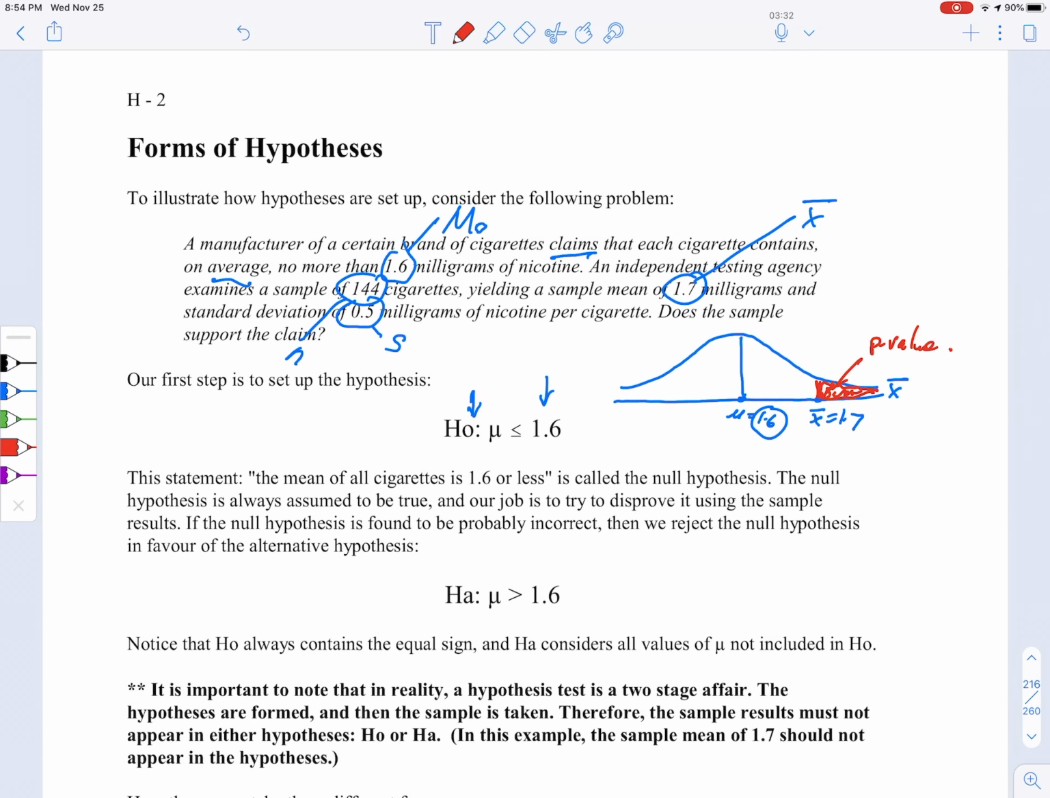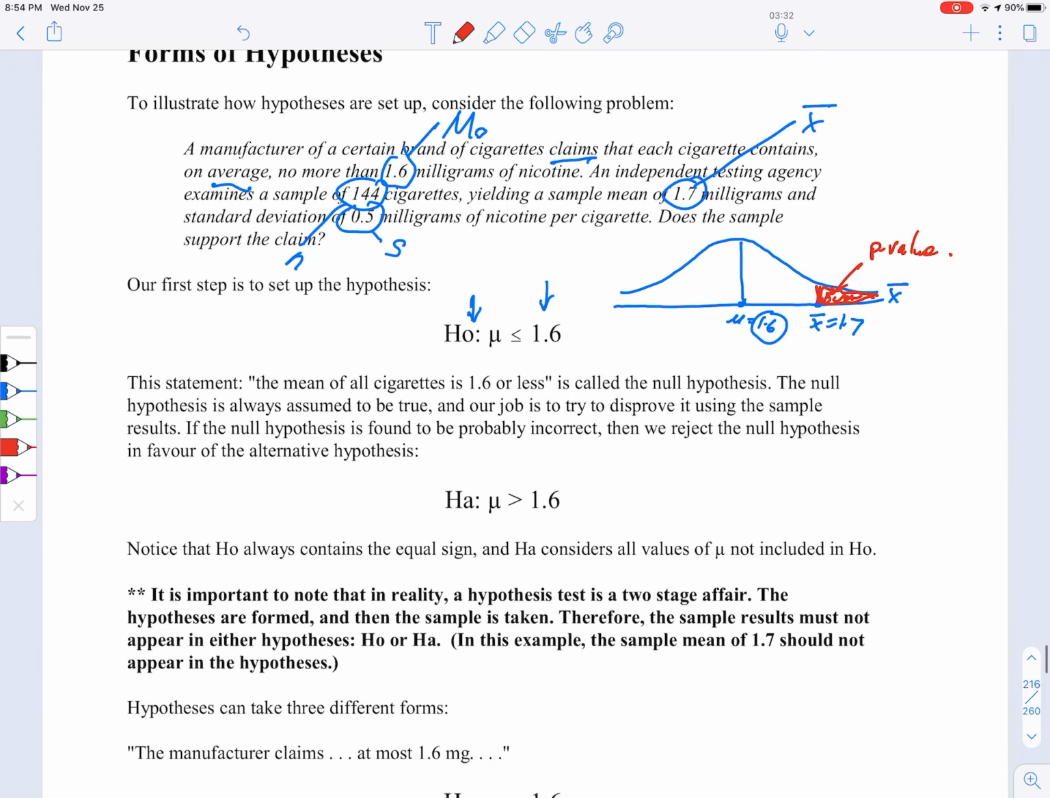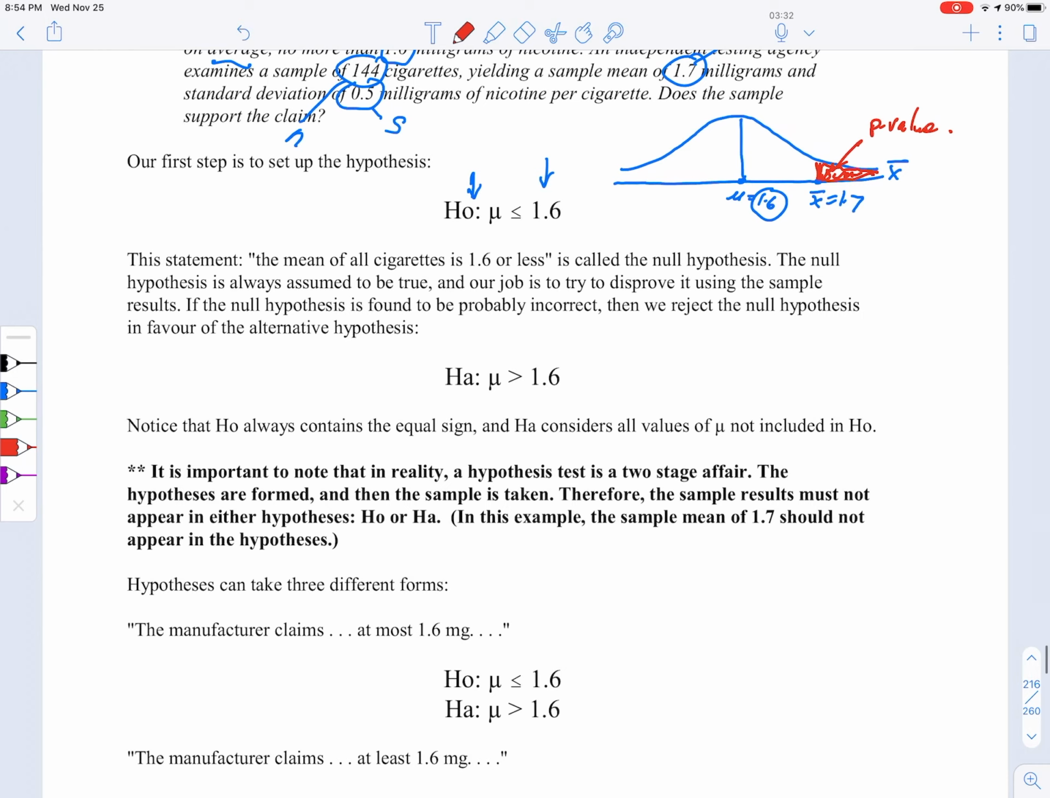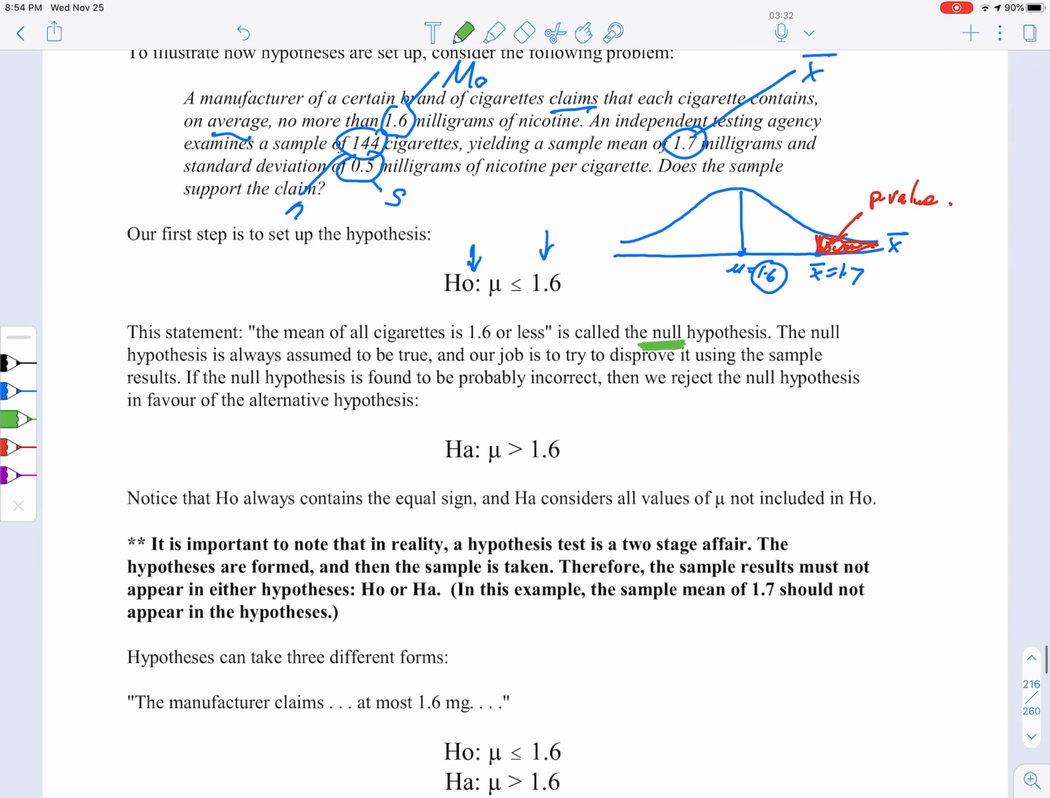Let's formalize that with a bunch of steps, and we'll add in a little more theory, and you'll see how this works out. The statement that the mean of all cigarettes is 1.6 or less is called the null hypothesis. The null hypothesis is the standard, the status quo. It's the thing that we're actually trying to disprove. So the testing agency comes in to check, and they have to bring in a lot of evidence to try to disprove that.